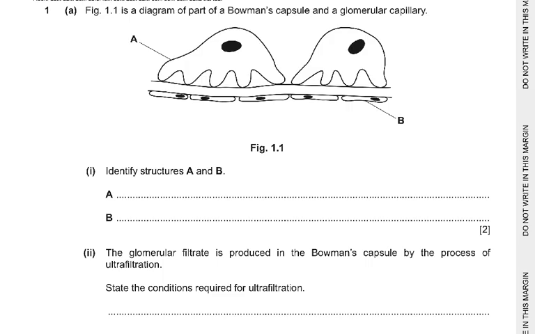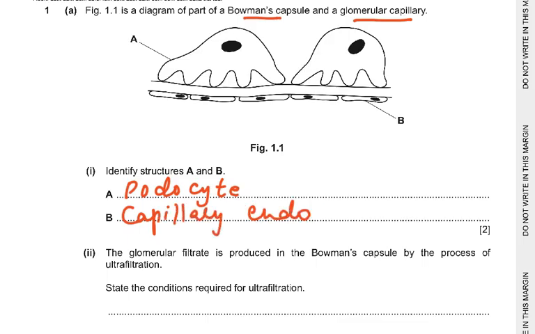Starting with question number 1, figure 1.1 is a diagram of part of a Bowman's capsule and a glomerular capillary. Identify structures A and B. This is a podocyte, and the B is the capillary endothelial cell. Capillary endothelial cell.